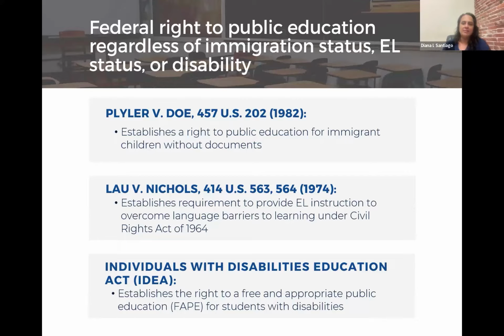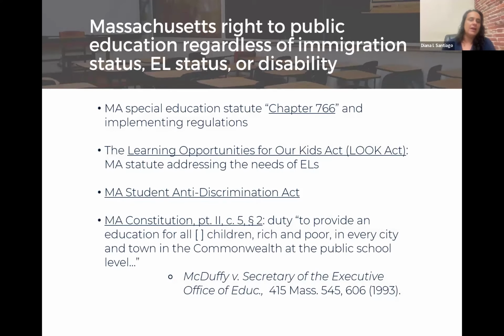So the important thing to keep in mind, in summary, is that there currently exists a federal right to public education, regardless of students' immigration status, their English language education status, their status as an English learner, or whether they have a disability, and that school districts have affirmative obligations to meet the needs of students, regardless of their primary language and regardless of their disability, where they have a disability that impacts their learning. Every state also has its own laws governing English language education and special education, and these are our laws in Massachusetts. But I would encourage everyone to become familiar with the laws in your own state, which many times can be even more helpful than the federal laws in relation to education.